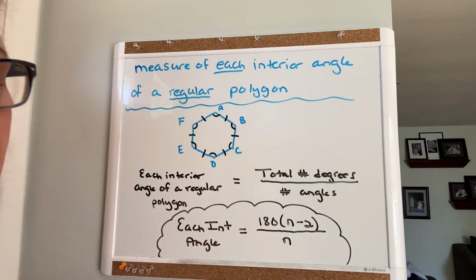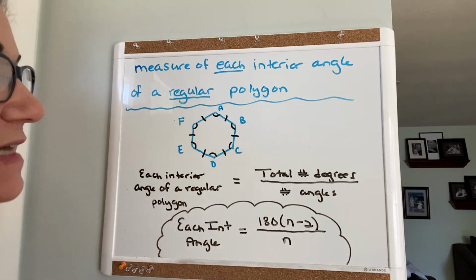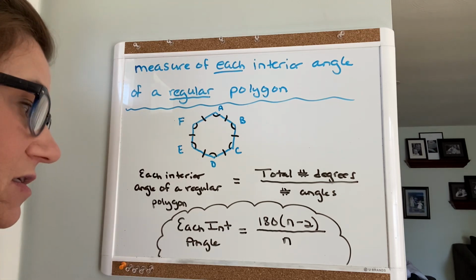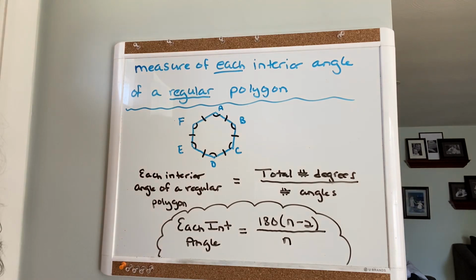Keep in mind, this formula has 2 variables. Each interior angle measure is one of your variables. The number of sides of the polygon is your second variable. So write this down on your paper somewhere, write this at the top of your homework. This is what's the most important piece of this lesson.